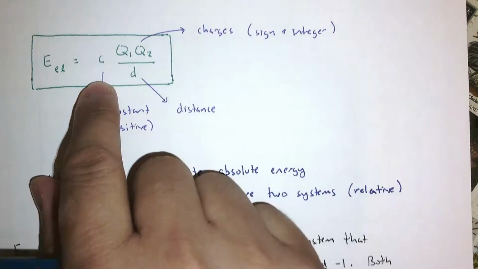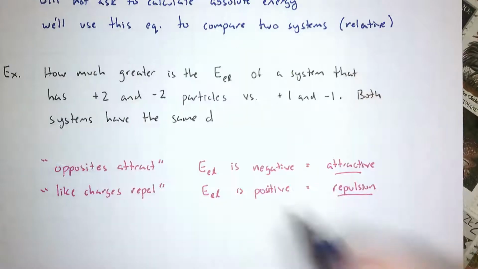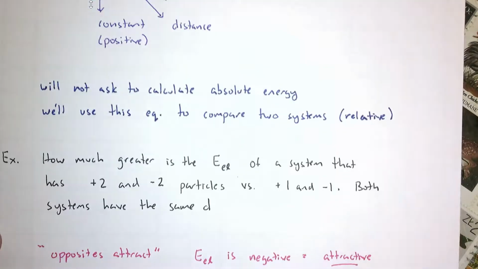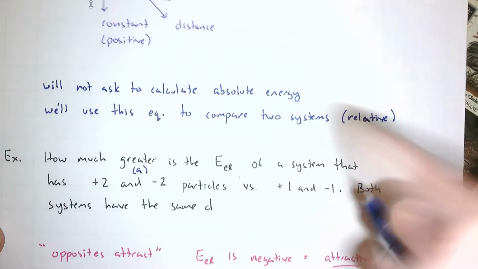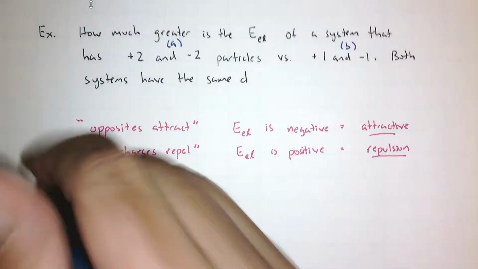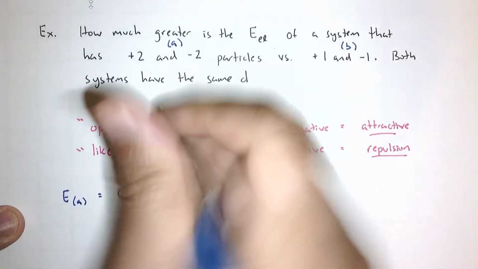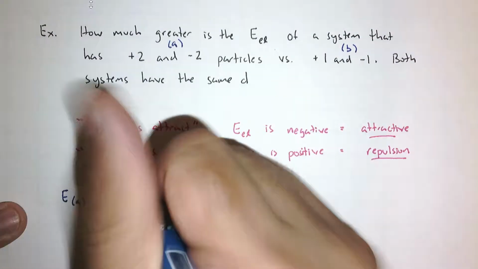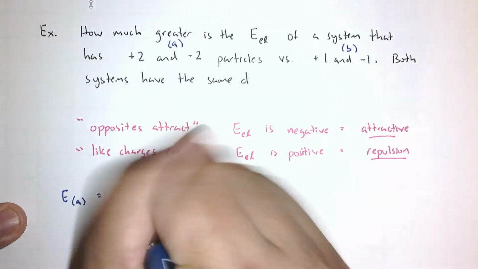Okay. And then we're going to relate the two systems to each other. So let me work through this step by step. The first thing is we'll call this situation A and this situation B. Okay, system A and system B. For system A, we'll just put in the equation what we know. Okay, system A has +2 and -2, the Q1 and Q2. +2 times -2 over D.